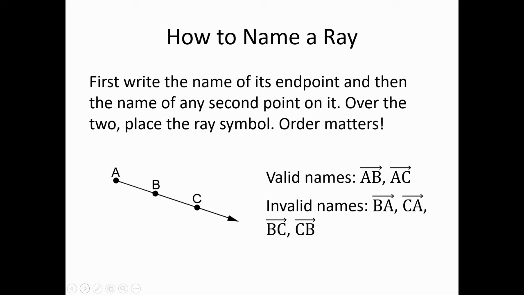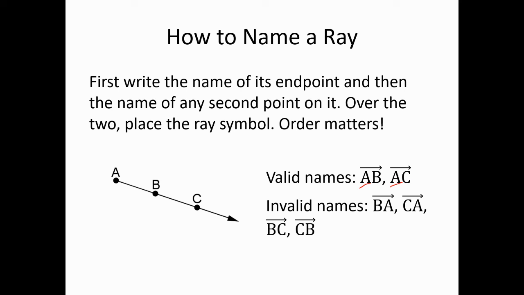So look at the ray that you see there in the diagram. It's a ray with endpoint A that passes through B and also passes through C. So valid names would be AB and AC. And notice in both of those, that the endpoint, A, comes first. Any attempt to name this ray that does not begin with an A would be invalid.